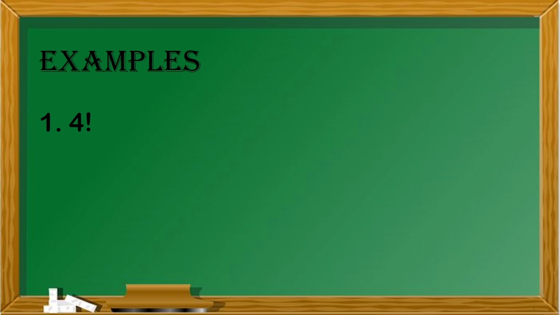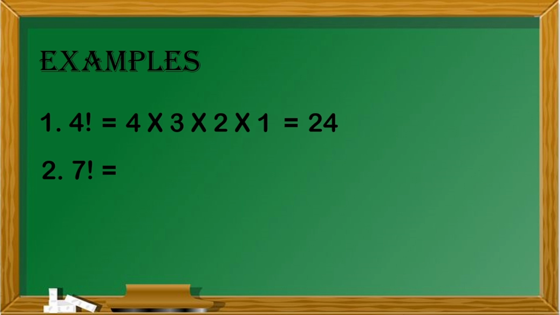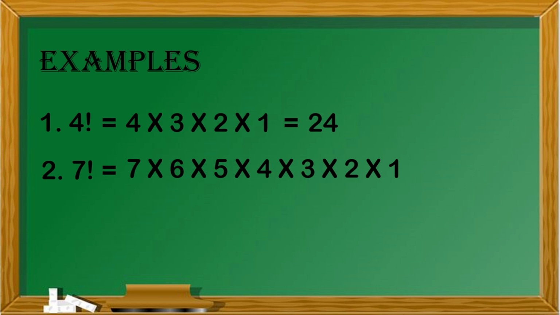First is 4 factorial. How to solve this? All we need to do is list down all positive integers, starting at the given number, which is 4. So, 4 times 3 times 2 times 1 is equal to 24. The second example is 7 factorial. List down all positive integers, starting at the given number, which is 7. 7 times 6 times 5 times 4 times 3 times 2 times 1 is equal to 5040.